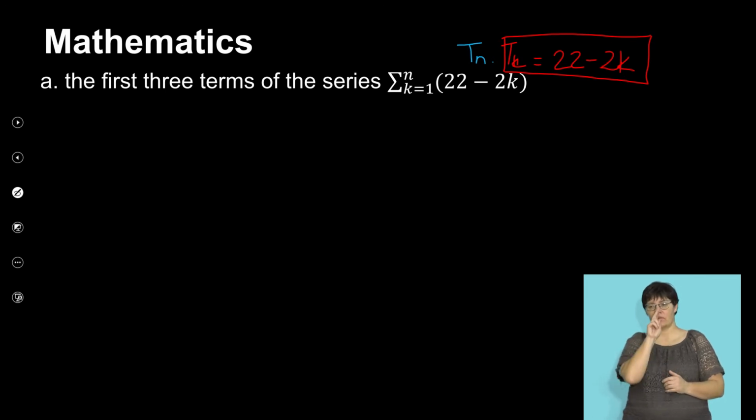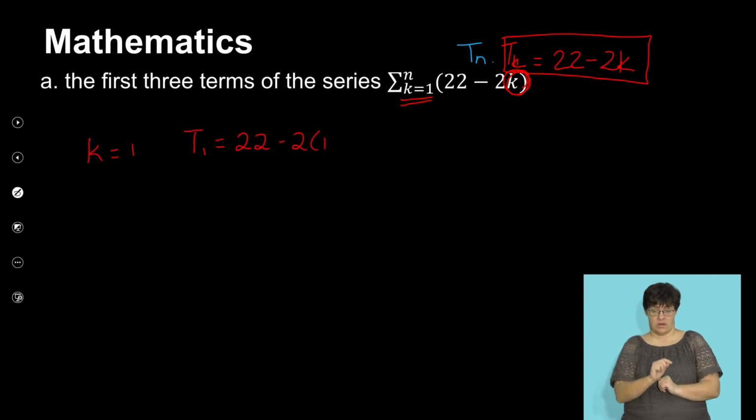So if I look at my substitution instruction, I can see that I'm first going to substitute in for k is equal to 1. This will allow me to find the first term involved in the sum. Cool, so to find the first term, I'm going to substitute k is equal to 1. So term 1 will be equal to 22 minus 2 times 1. So term 1 has a value of 20.